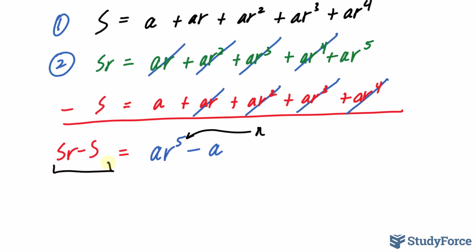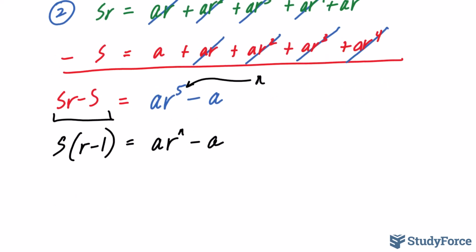At the same time, I'm going to factor out a common s on the left side. Since s is common, I'll pull it out from the two terms, leaving me with s times r take away 1 is equal to a times r to the power of n take away a. If I divide both sides now by r take away 1, I get s is equal to ar to the power of n take away a over r take away 1.